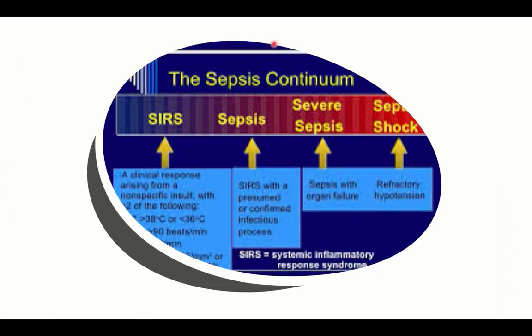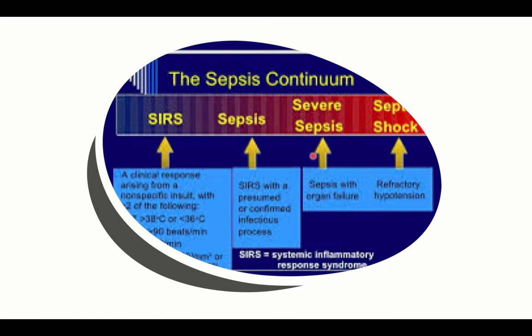So we have a continuum of sepsis, starting with systemic inflammatory response syndrome that is not restricted to infection. It can accompany burn, it can accompany trauma, any stress to the body. When it's caused by an infection, it's called sepsis.